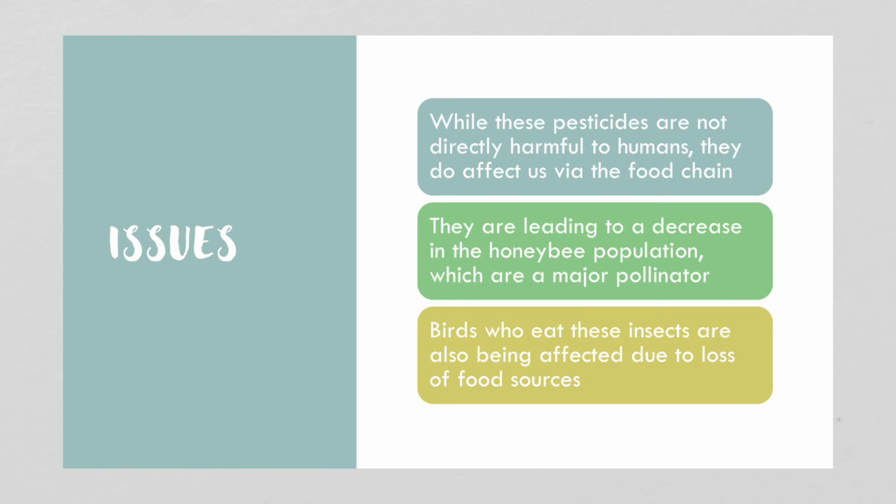While these pesticides aren't directly harmful to humans, they do affect us through the food chain. And they're leading to a decrease in honeybee populations, which are a major pollinator. And birds who eat these insects are also being affected due to the loss of their own food sources.